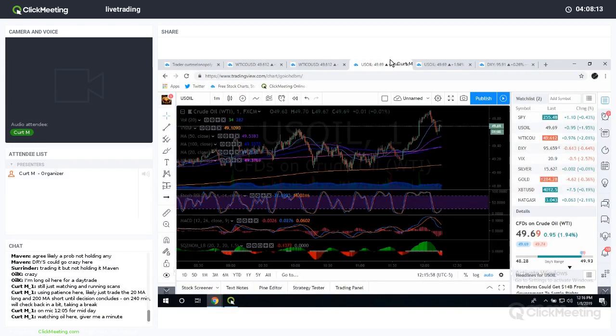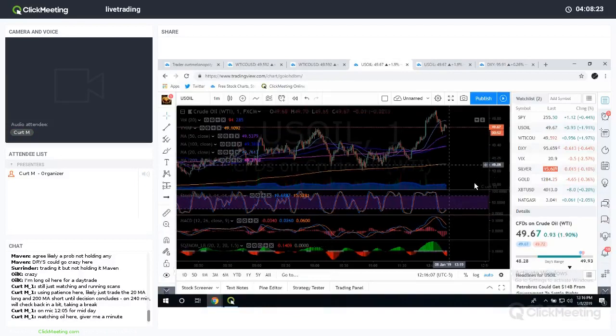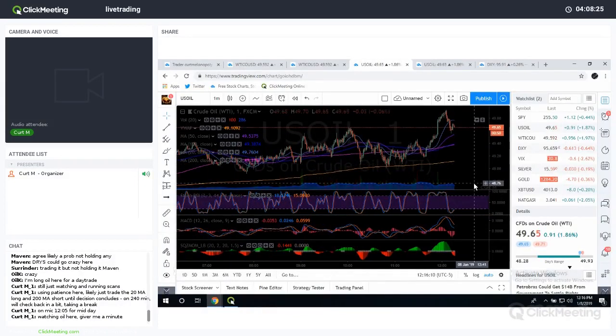On the 1 minute, got a bounce just over the 50 MA, and now it's between the two. So it might work its way down, step down to the 100, the 200, VWAP, dump under VWAP, and then go again.